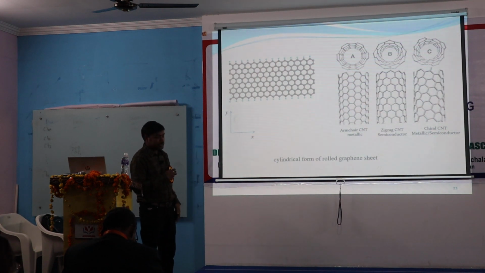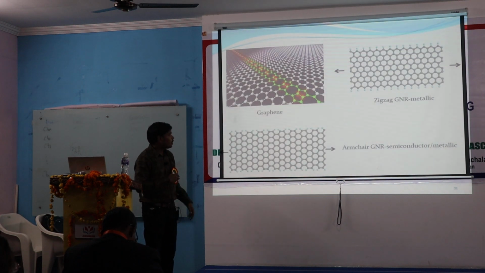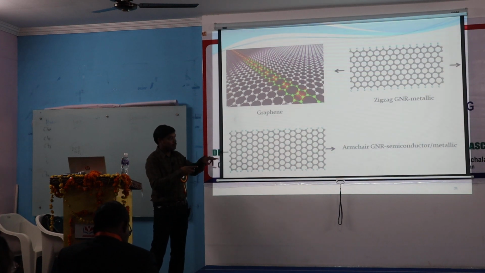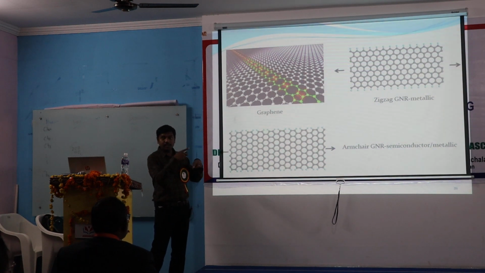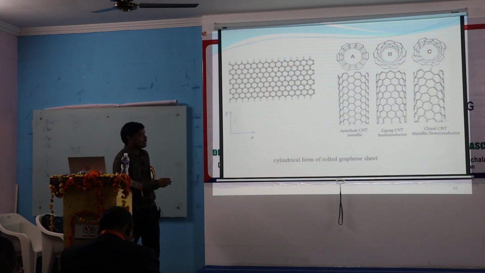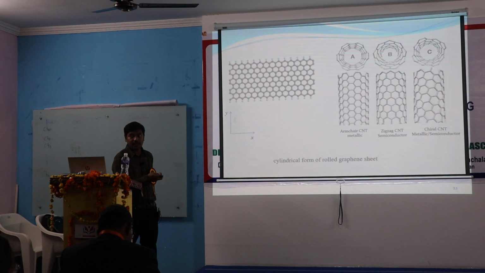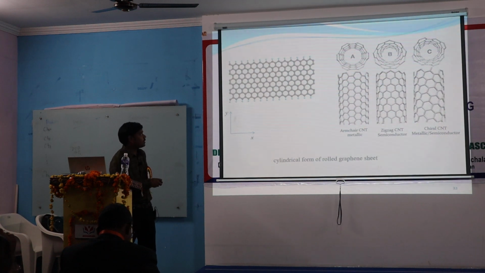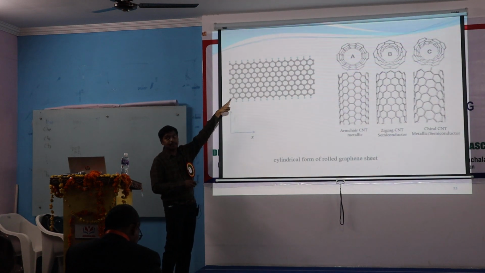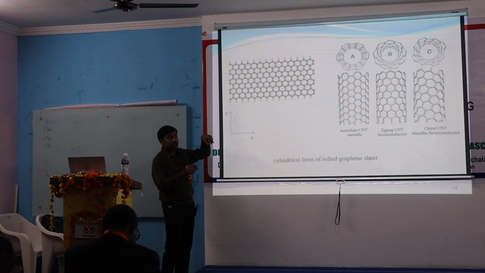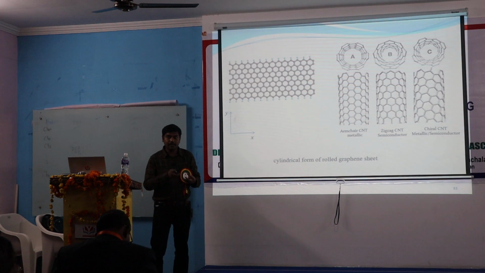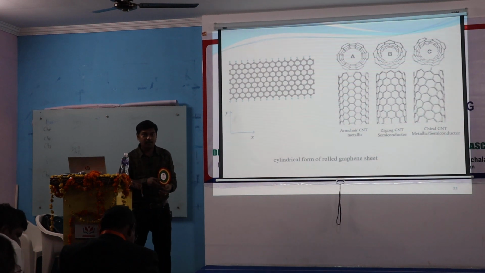Similarly, you take an armchair GNR, you hold here and you roll it. The cross section looks like a zigzag, which is a semiconductor as well as metal. At the same time, if you don't hold at the center but hold at some angle, it looks like a chiral. It is not a zigzag, it is not armchair, it looks like a chiral, right?